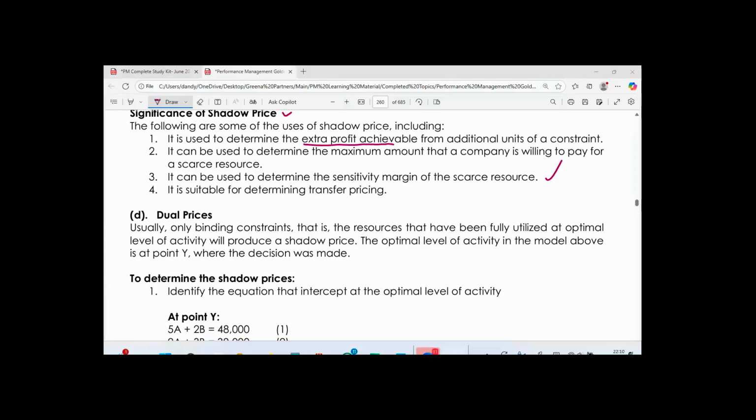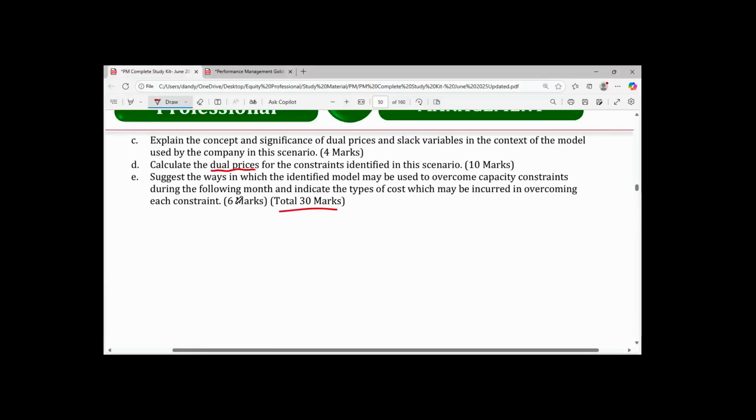To the number D requirement of the question. In the D requirement, the examiner is asking you to calculate the dual price for the constraint identified in this scenario. 10 marks, you can imagine. I can tell you this requirement will not take us more than 10 minutes, because I'll be explaining, and the examiner has given you 10 marks. That's a bonus. In any case, for the D part of the requirement, you have to determine shadow price. Don't forget, like I said, shadow price is the same thing as dual price.